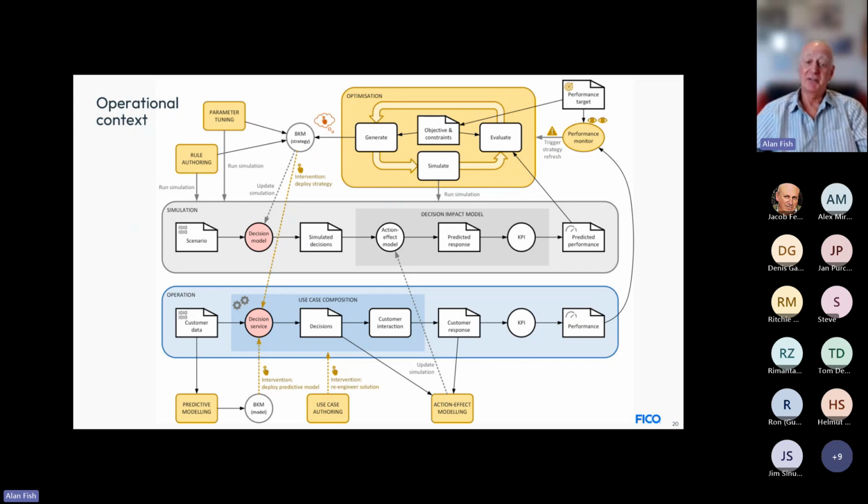Now, of course, we haven't got any real customers here. So what we do in our simulation is we predict the behavior of our customer, usually using decision impact models. So we have action effect models which essentially use historical data to decide how the customer would behave in this scenario. We get our predicted response and we measure our KPIs off that. So our simulation also has performance measures which we can look at.